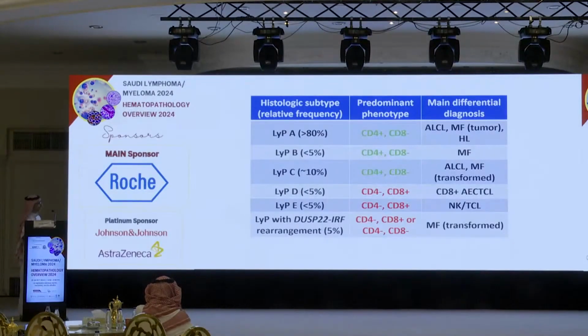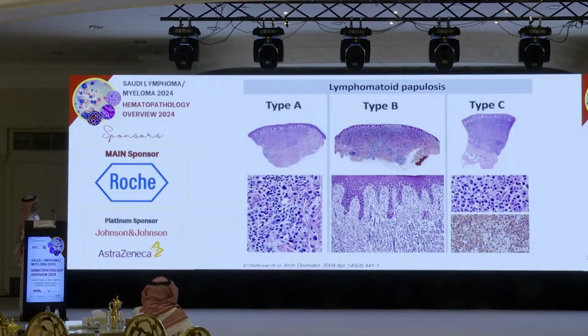T-cell lymphomas. Here is type A, with scattered atypical cells. There are very few large cells, similar to MF, and this is reminiscent of ALCL. There are more larger cells.